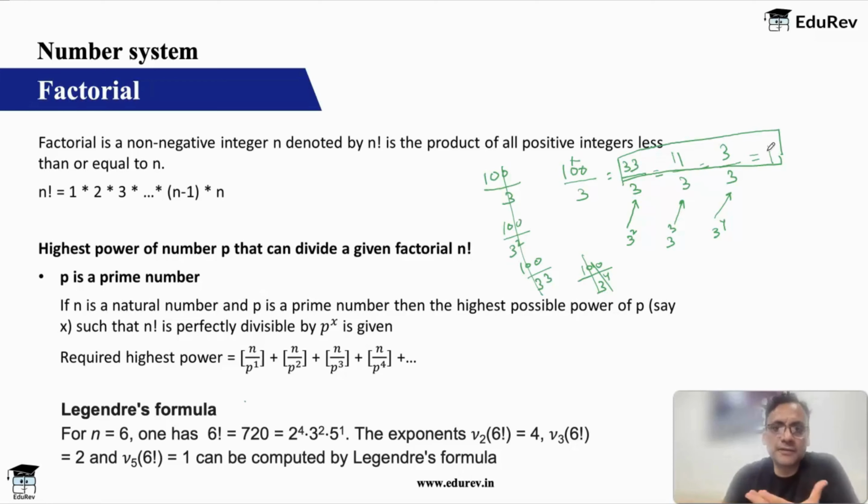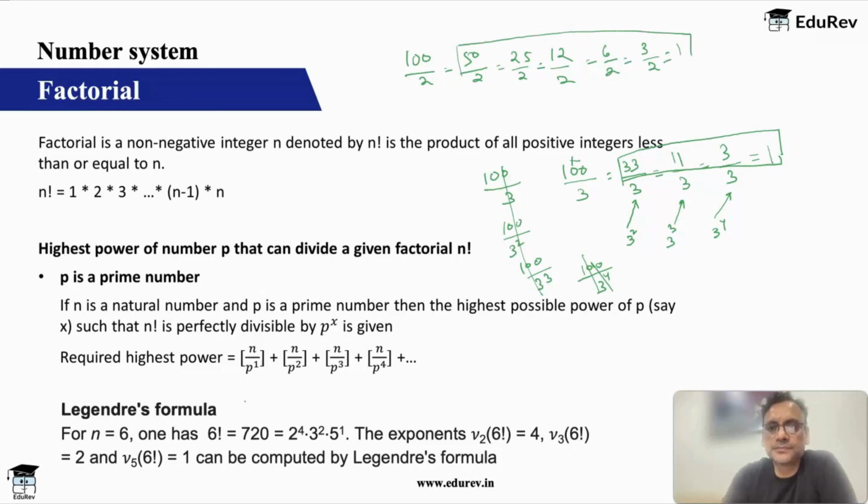Let's say the question is: 100 factorial can be divided by what highest power of 2? So with this method, 100 by 2 is 50, 50 by 2 is 25, 25 by 2 is 12. Don't bother about the decimal or fraction part. Okay, 12 by 2 is 6, 6 by 2 is 3, 3 by 2 is 1. And you stop when you get 1. So you get 50 plus 25, 75, 87, plus 10, 97. That means 100 factorial can be divided by 2 to the power 97.